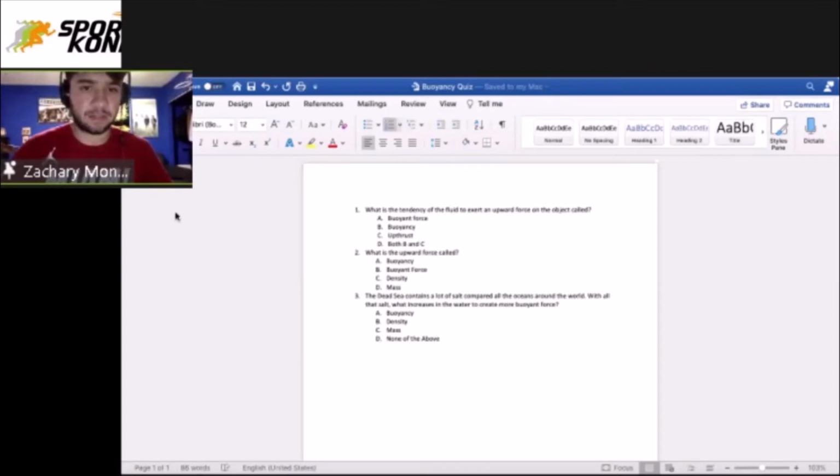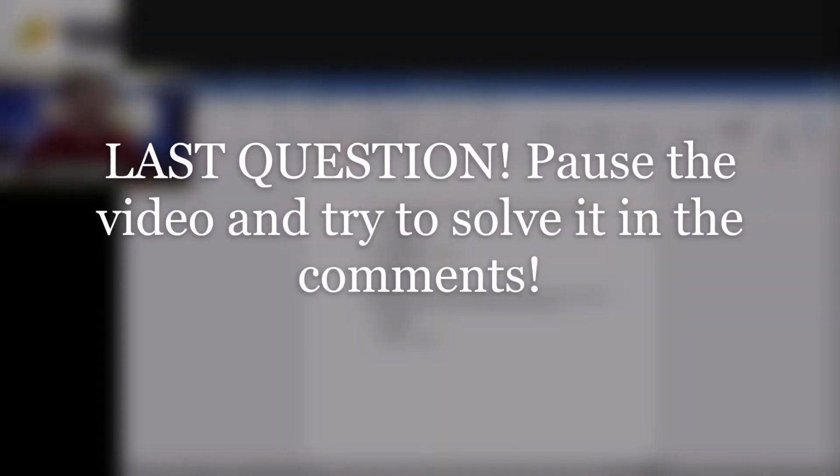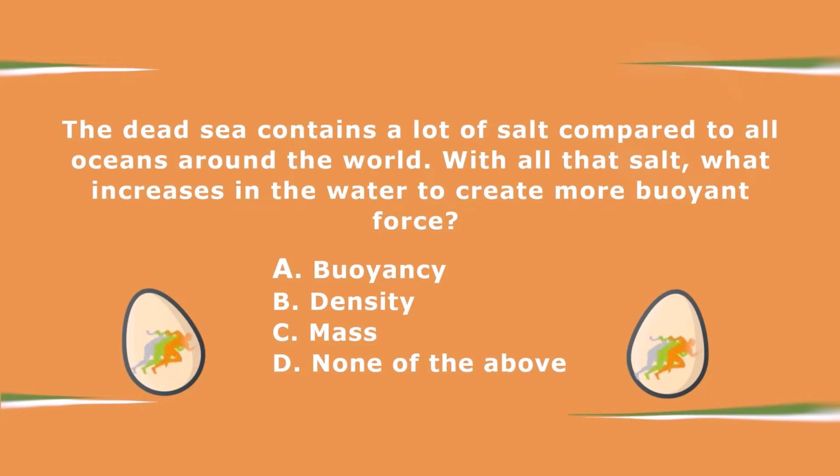All right, so number 3. The Dead Sea, we all know, contains a lot of salt compared to all the oceans around the world. With all that salt, what increases the water's ability to create more buoyant force? Is it A, buoyancy? Is it B, density? Is it C, mass? Or is it D, none of the above? Sophia, okay.